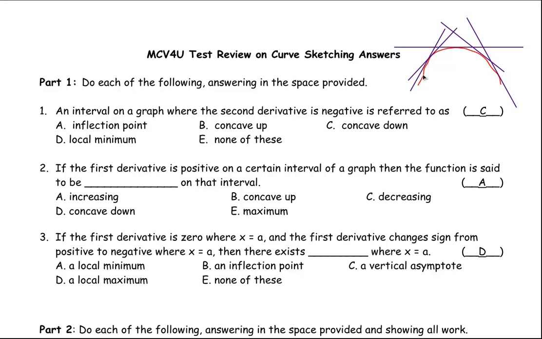And so that's said to be a concave down place in the graph because all the tangent lines are above the curve.